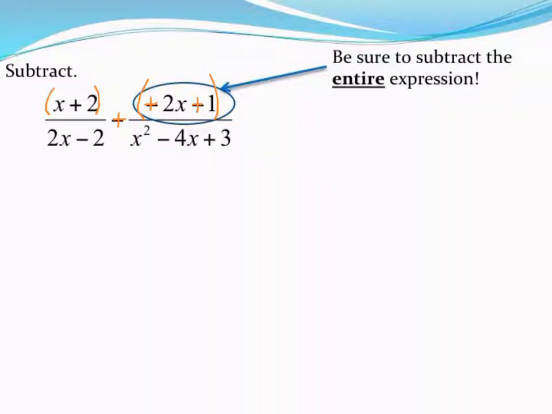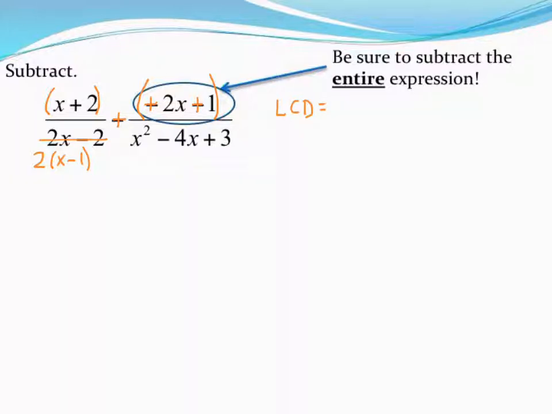Alright, so I'm going to start to build my least common denominator. Before I can do that though, I need to factor. Don't try to build your LCD before you factor anything. Both of my denominators can be factored this time. The first fraction has a greatest common factor. I can pull out a 2. So I'm left with 2 times x minus 1 once I factor that.